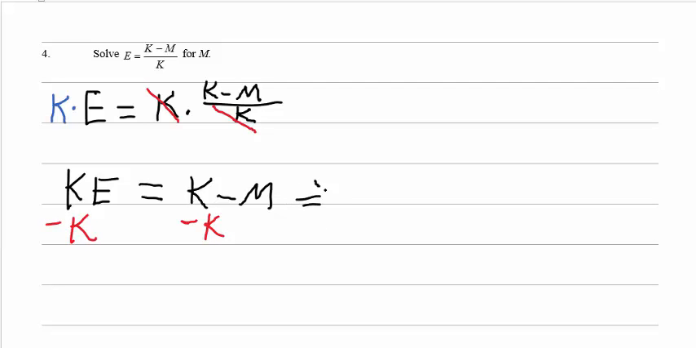So this is kE minus k equals negative m, because when I did this subtraction right here, that went to 0, leaving me with simply a minus m. So I just need to multiply both sides of the equation by minus 1.